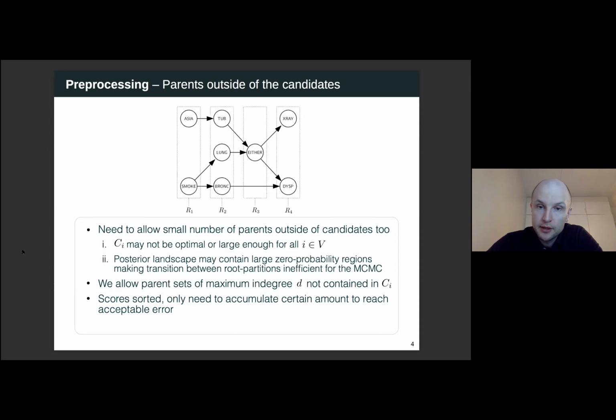So in gadgets, which by the way stands for generating acyclic digraphs from targets, we have a user parameter D, which defines the maximum in-degree for the parent sets not contained in the pre-selected candidates. And how to make this scoring then efficient is to have the scores sorted. So when we are scoring a node in a root partition, we only need to accumulate a certain amount of those scores from the list until we are within some acceptable tolerance.